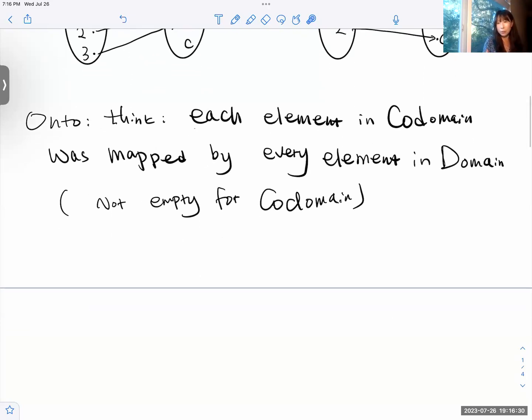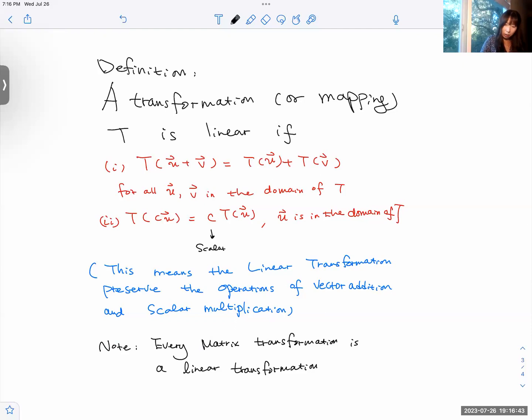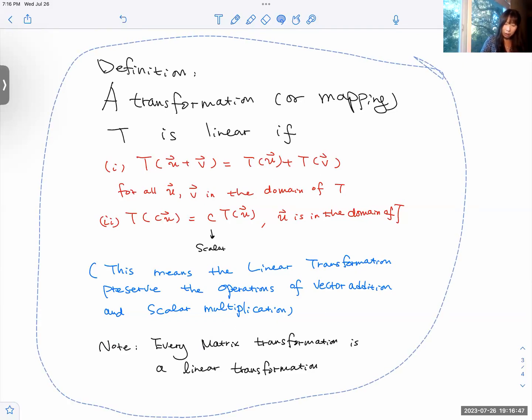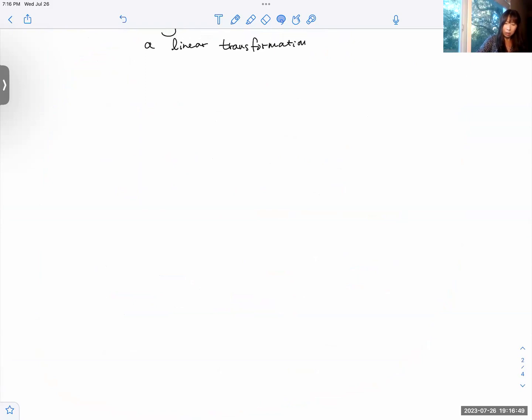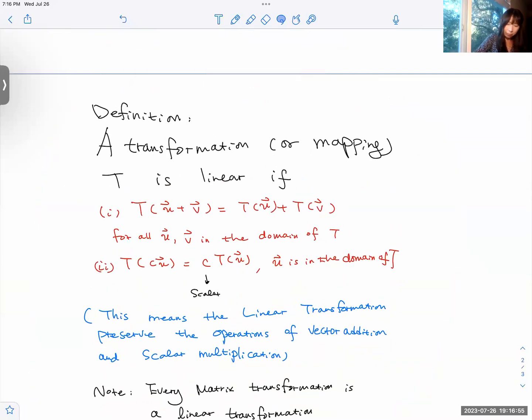All right, so let us do the definition of one-to-one and onto. We are using transformation. A transformation is a function mapping, right? So this is a recall from transformation. Previously.